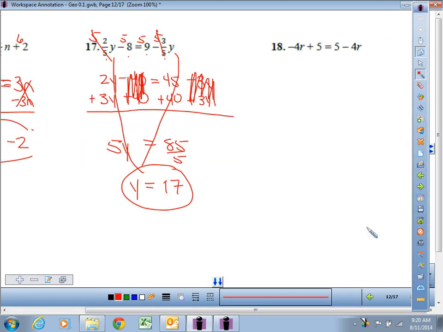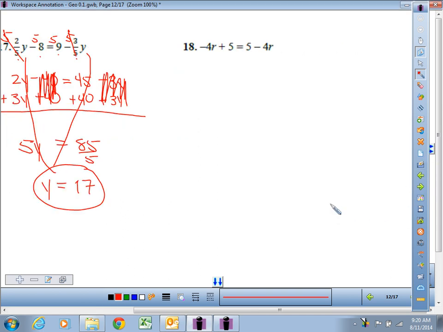Okay. Let's go over to number 18. This is another special case here. This is kind of a goofy guy. We have a variable on each side. So you guys are going to go ahead and start on this, and you know you go, alright, I got to get -4r over here, so I'm going to move it to the other side. I'm going to go +4r. Now I'm going to do the same thing over here. I'm going to go +4r from this guy.